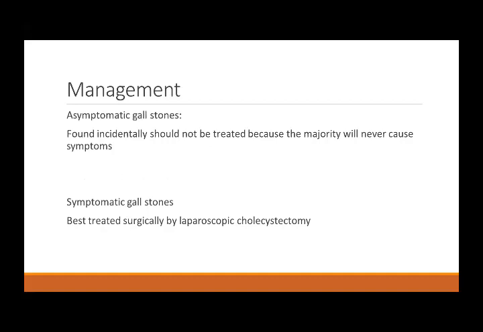Asymptomatic stones which were found incidentally don't need any treatment. Just leave those stones alone. No surgery. Don't take the gallbladder out. Symptomatic gallstones are best treated with cholecystectomy. Again, if the stones are giving you pain, or obstruction of the biliary tree causing infections, get rid of the gallbladder.